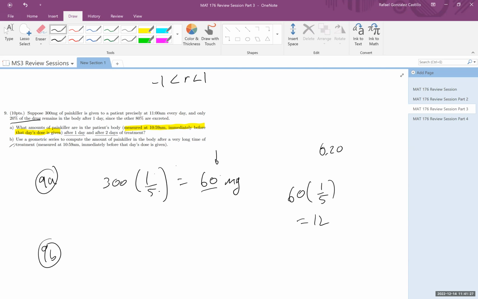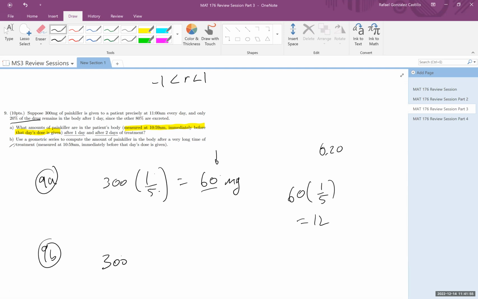Correct. Now you have to use that information to write a geometric series. How do you go about writing the geometric series for this? You always begin with the initial value. You have an initial value of 300.